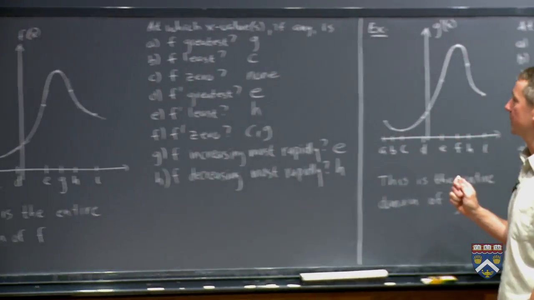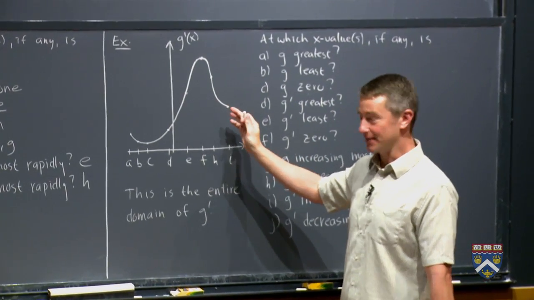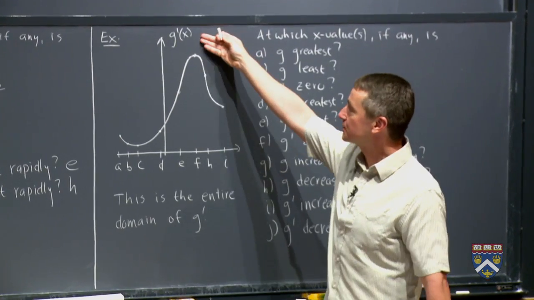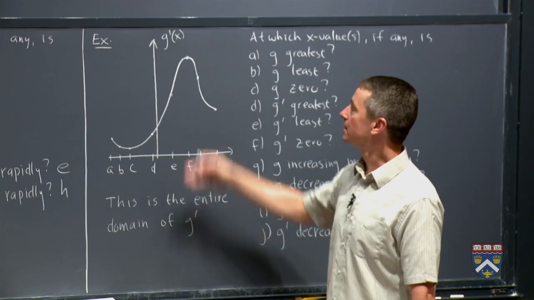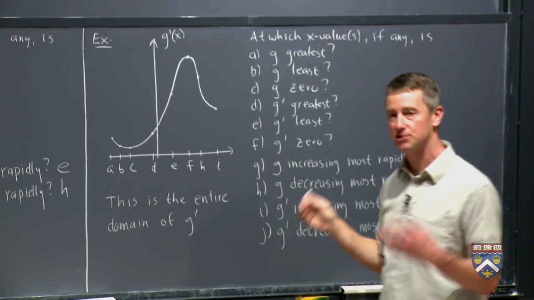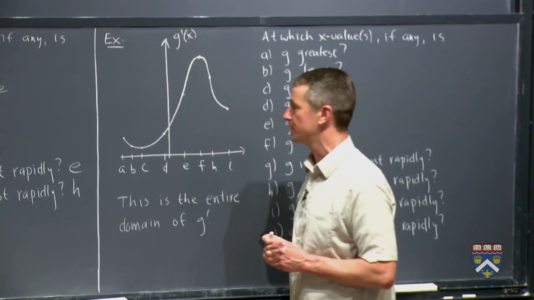Now, let's do something more interesting. I've drawn exactly the same shape, or at least tried to. You should imagine this is the same shape as what we had over there. But now this graph is called g prime. It has nothing to do with that graph over there. This is the rate of change of g. So this is telling me the slope of g at any given point. And again, we're showing you the entire domain of g prime.